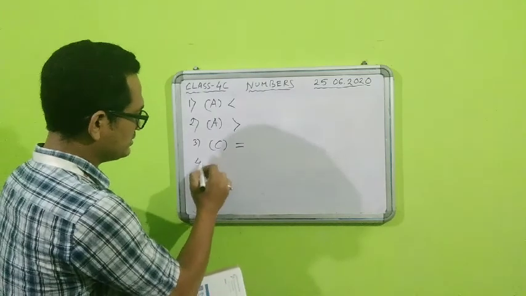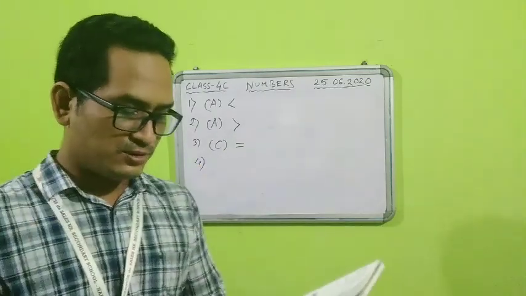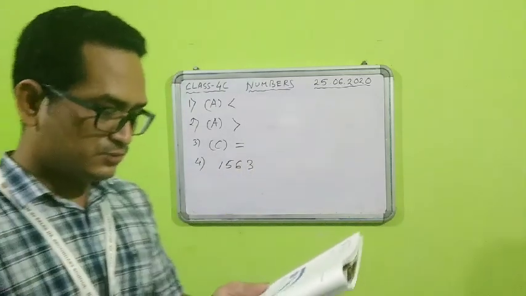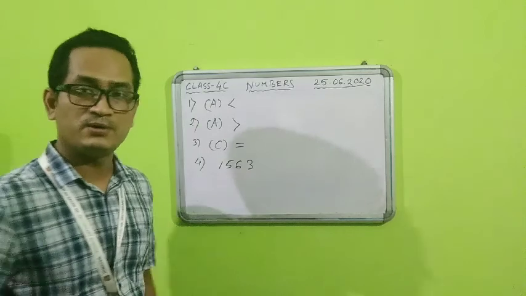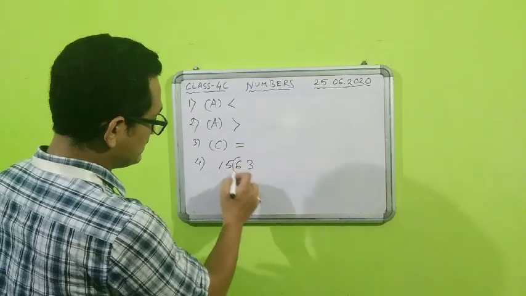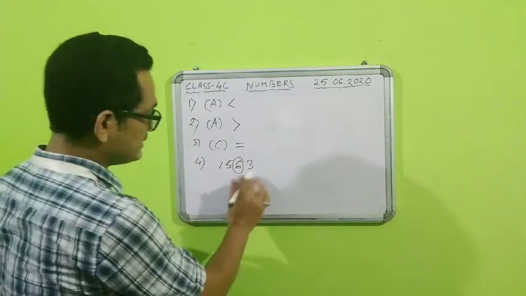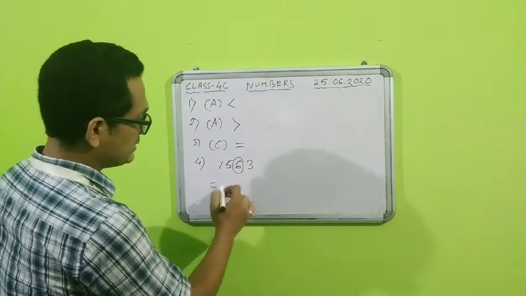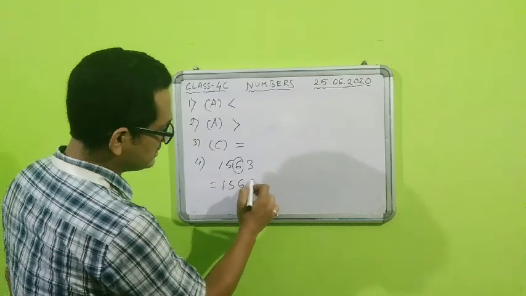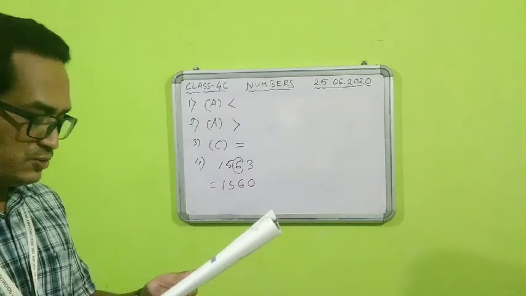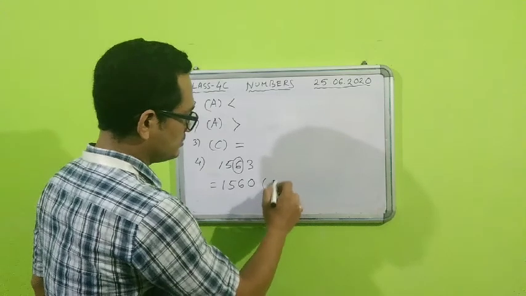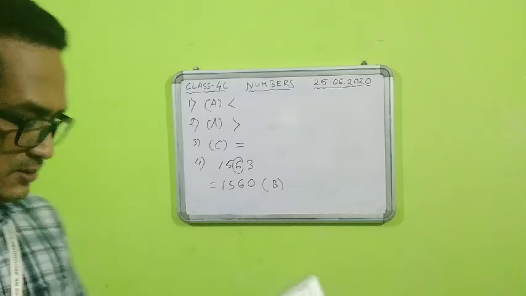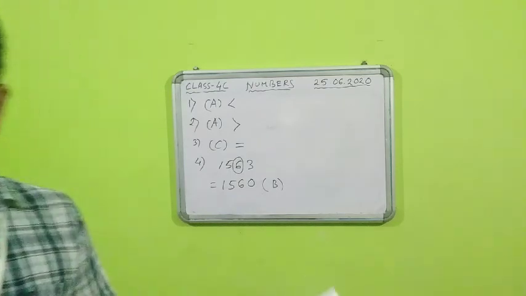That is number 4, which is the main multiple choice question. 1563. We need to round this off to the nearest tens. Now, what was the rule for rounding off? Tens place is the rounding place. What is the digit on the ones place? 3. 3 is less than 5, so that means we need not change anything. It will be 156 only, and this 3 will become 0. So the answer is 1560. That is option B. You can see option B is there, so that is the answer. Fine, so please copy it down. We'll go ahead with number 5 now.